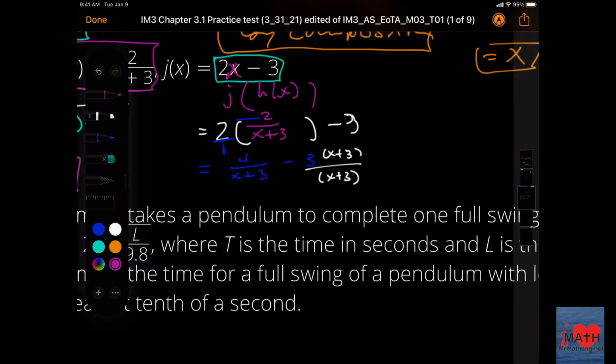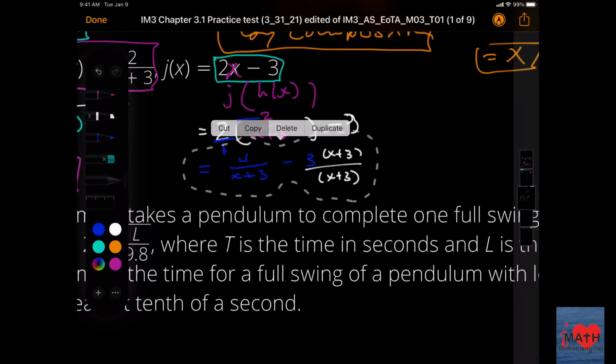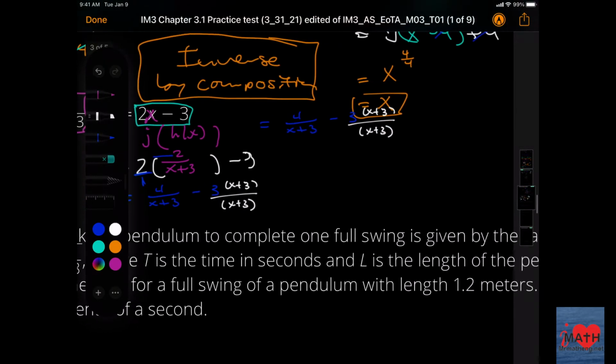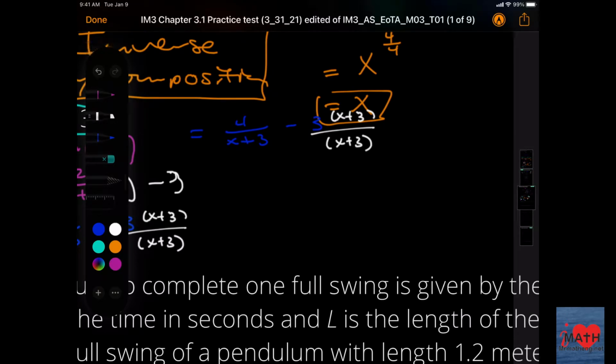And if I do that, there's magic. That's one thing I like about the iPad. I can just copy this because we're running out of space. And I'll come up here with a little bit more room to work. Okay, then I'm just going to distribute that negative 3. And because the denominators are the same now, I can have 4 minus 3 times x plus 3.